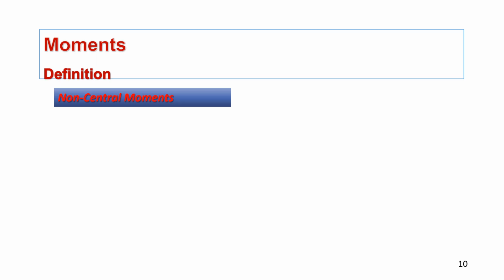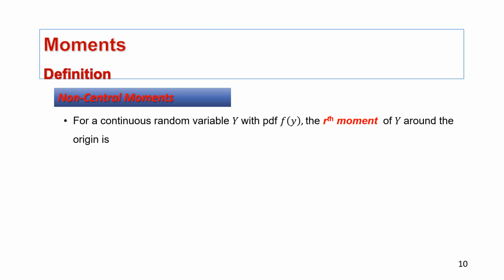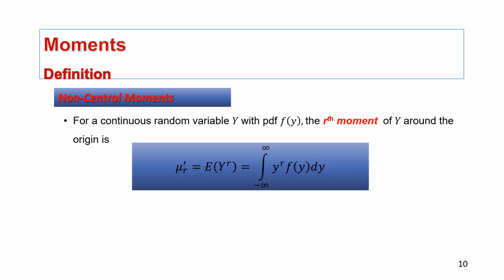The moments. Let's define the moments. As you know, we have two different types of moments, non-central moments and central moments. Let's begin with non-central moments. For a continuous random variable y with PDF f of y, the rth moment, where r may be 1, 2, 3, 4, and so on. The rth moment of y around the origin, non-central moment, means that I will find the moment around the origin. That's why it's defined to be non-central.